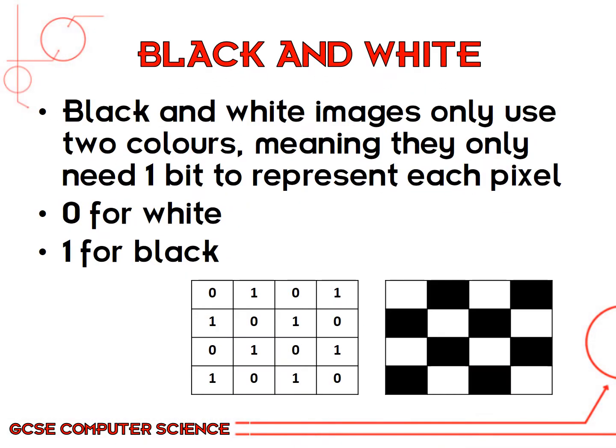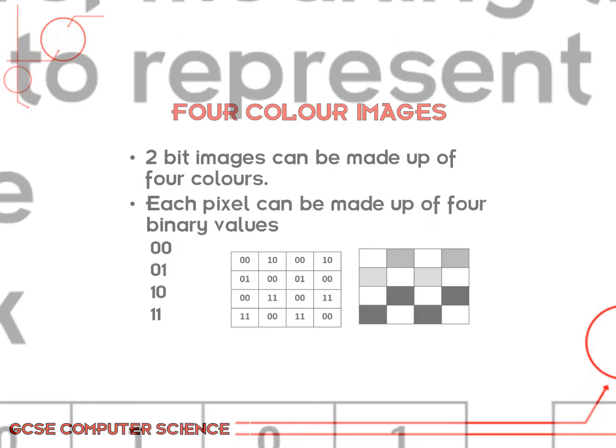If you look at the two diagrams at the bottom, one is showing what the computer sees as a series of zeros and ones, and the other is showing what you see. A 0 is a white square and a 1 is a black square.